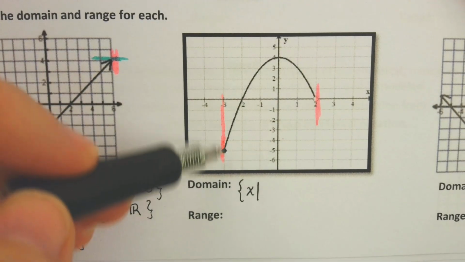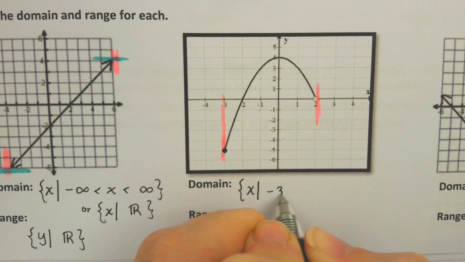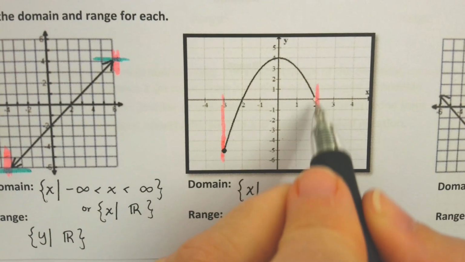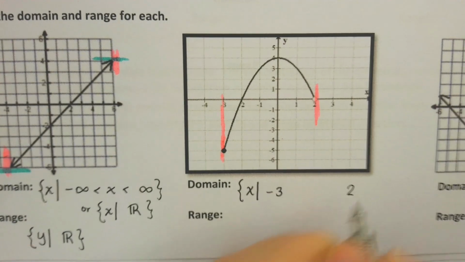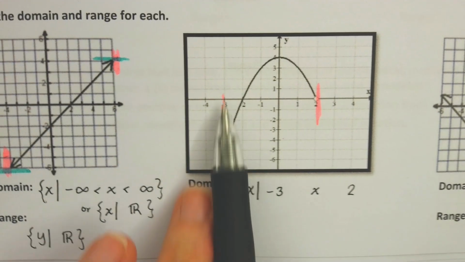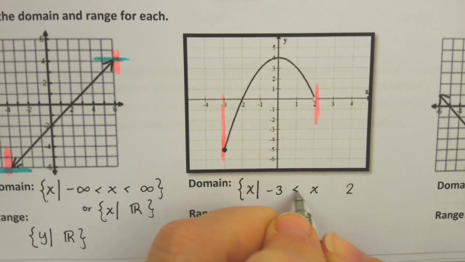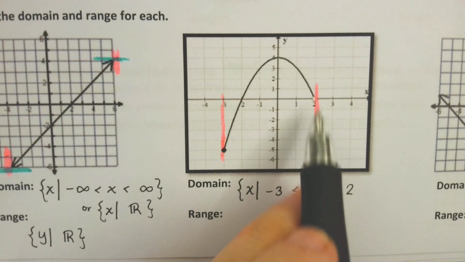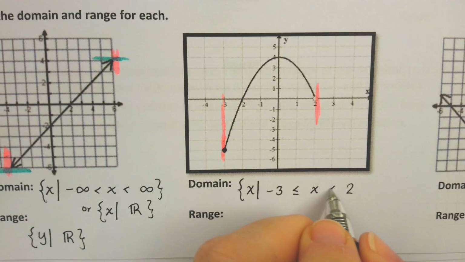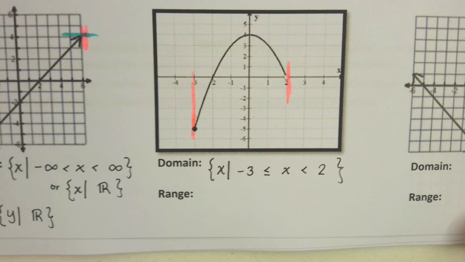So for my smallest x, what am I going to write? -3. That goes on the left-hand side. On the right-hand side, my largest x is 2. We'll put an x in between for domain, and now we need to decide on inequality symbols. On the left side, I have a closed dot. What symbol was for closed dot? Less than or equal to. That goes on the side with the -3. On the right side, I have an open dot, which means just less than.